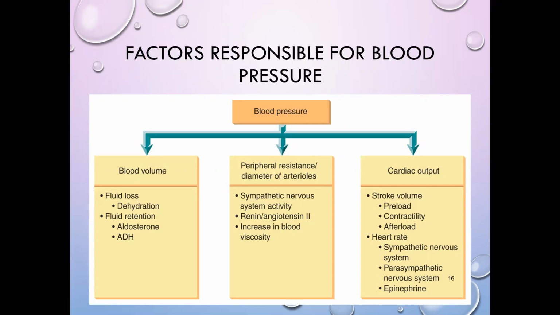And this final section here is cardiac output. So that is the volume of blood pumped per minute. So the higher the cardiac output, the higher the blood pressure. So the stroke volume, preload, contractility, and afterload all play an important part. And then the heart rate is due to the sympathetic and parasympathetic system and/or the epinephrine that could be given.